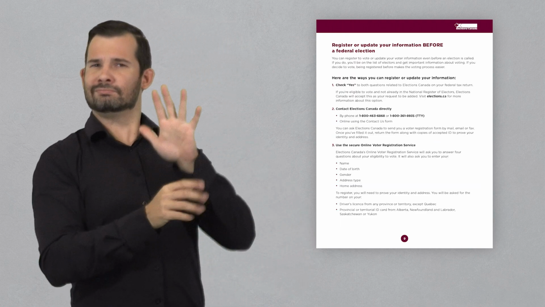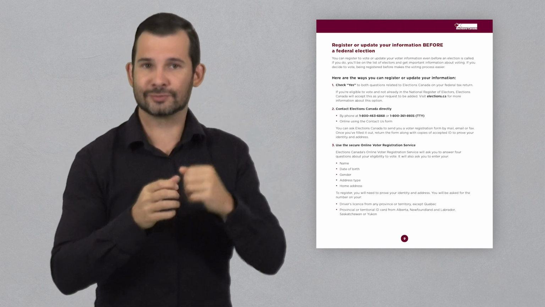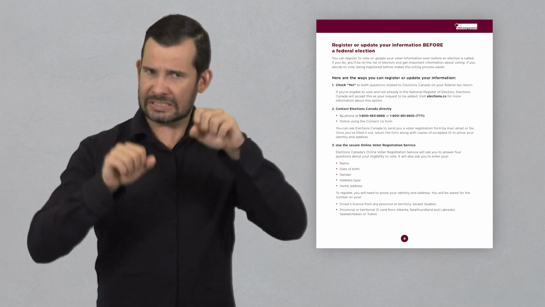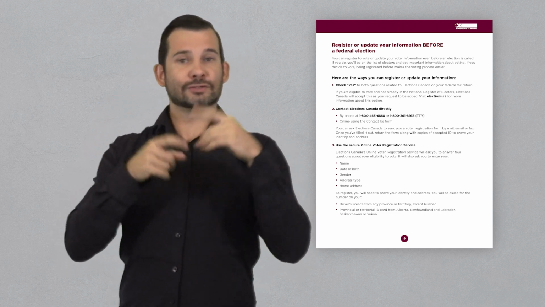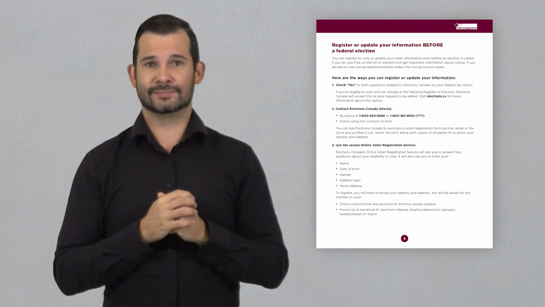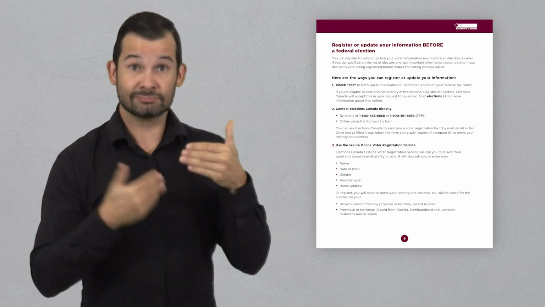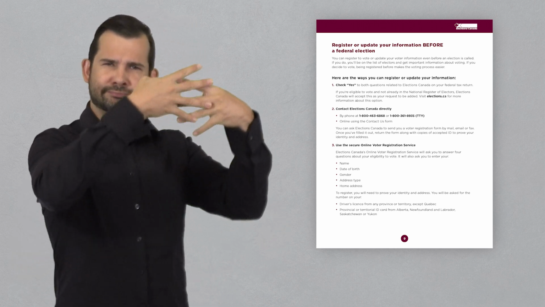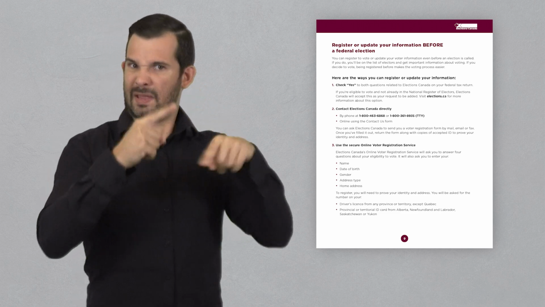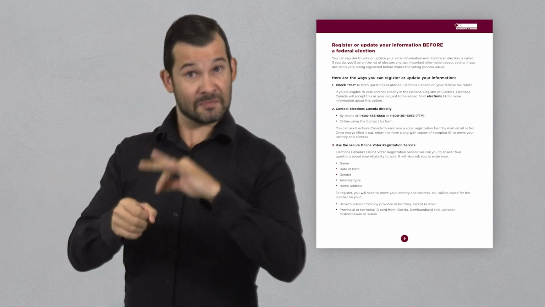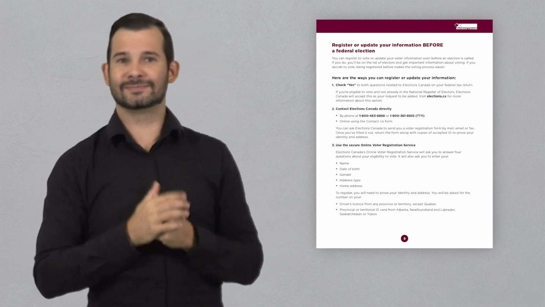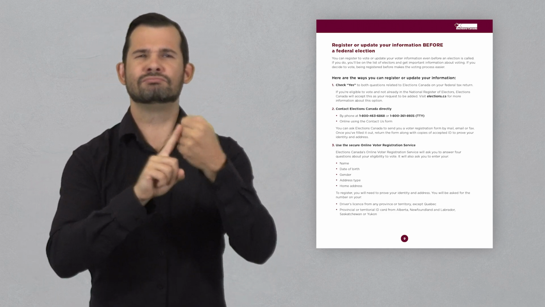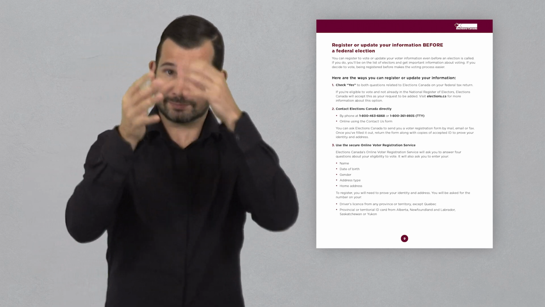Register or update your information before a federal election. You can register to vote or update your voter information even before an election is called. If you do, you'll be on the list of electors and get important information about voting. If you decide to vote, being registered before makes the voting process easier. Here are the ways you can register or update your information.